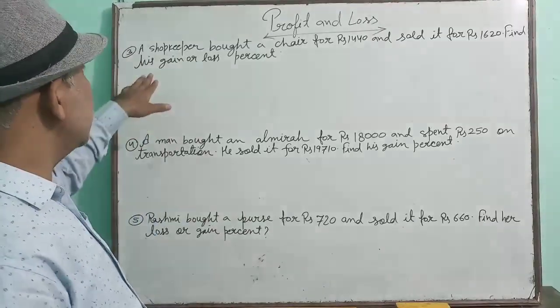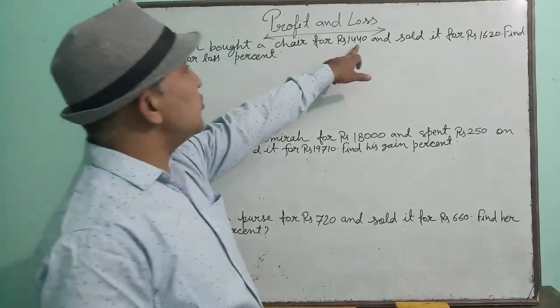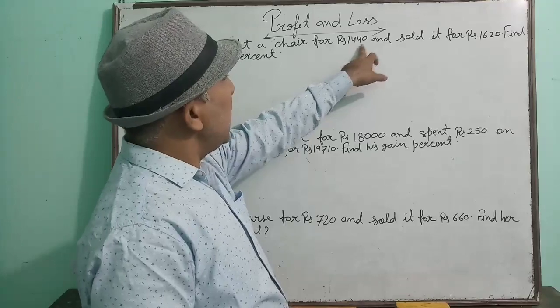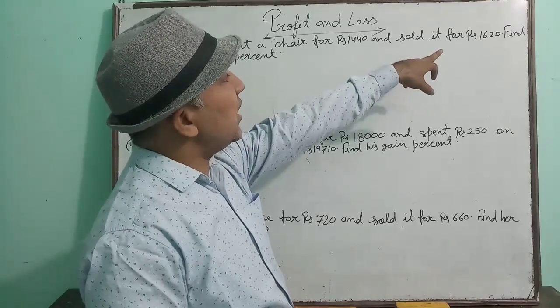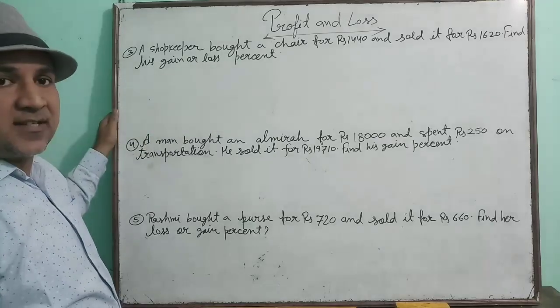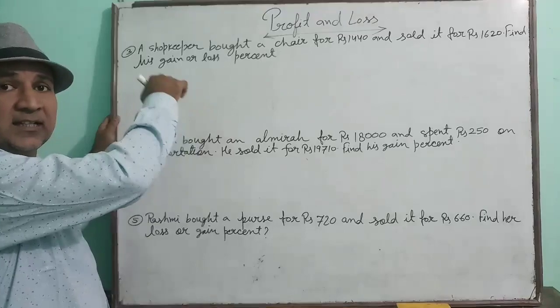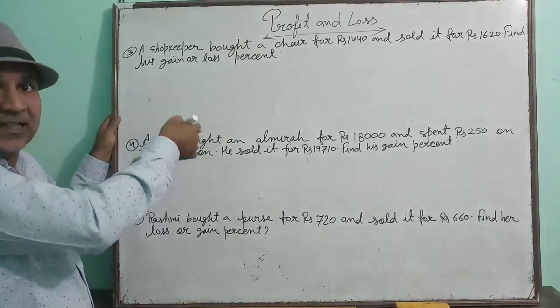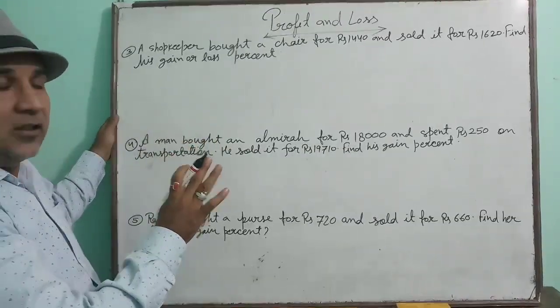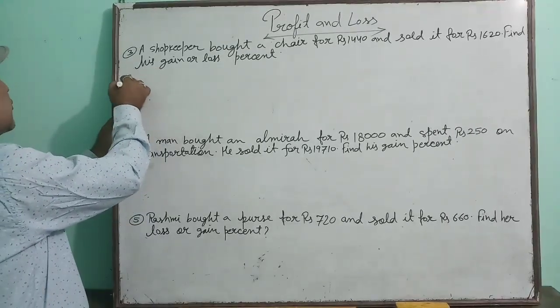Okay, now see the third question. A shopkeeper bought a chair for rupees 1440 and sold it for rupees 1620, find his gain or loss percent. Again, it is not given whether there is gain or loss, but we have to find gain or loss percent. So see how to solve.